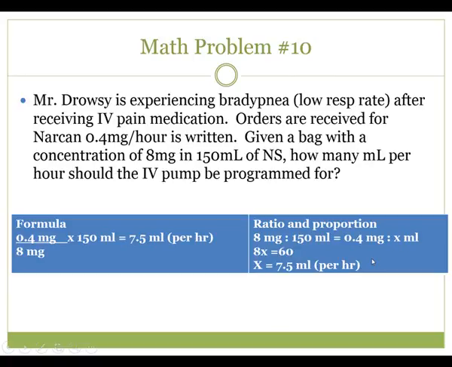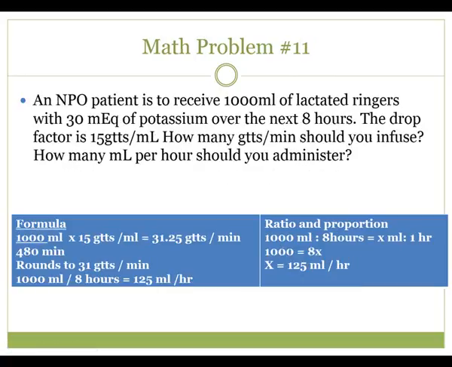If it were a pump that didn't do a tenth, a decimal, then I'd have to just program for 8 mils per hour. But once again, for testing purposes, we'll tell you what we want you to do with regard to that. NPO patient is to receive 1,000 mils of lactated Ringer's with 30 milliequivalents of potassium over the next 8 hours. The drop factor is 15. How many drops per minute? How many mils per hour?